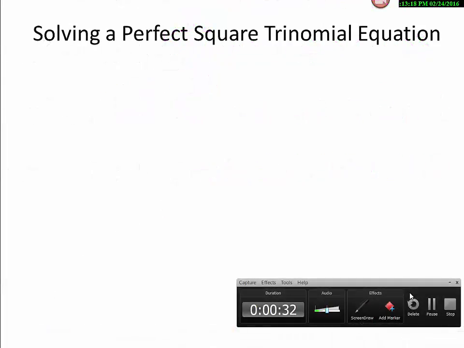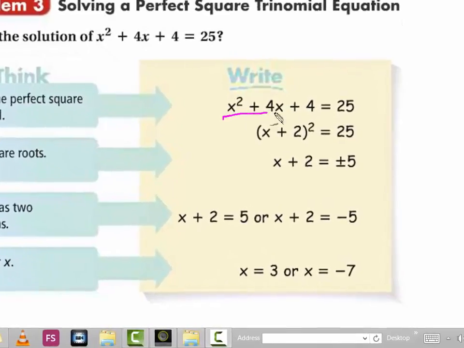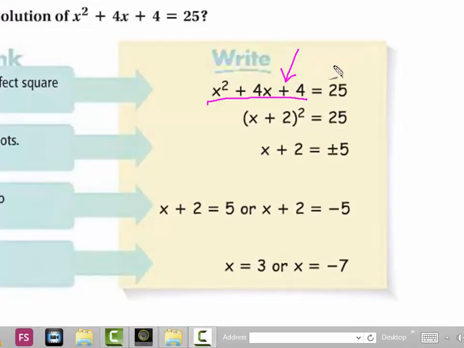Now we put together the skills that we learned from solving equations by finding the square roots as well as the perfect square trinomials. Here's an example. So this one is a perfect square trinomial expression equal to 25. So this is a perfect square trinomial equation. As we have just done in the last PowerPoint slide, we know this one is equal to x plus 2 whole square, and then equal to 25. Now we use the concept of square roots. We take the square root of both sides.